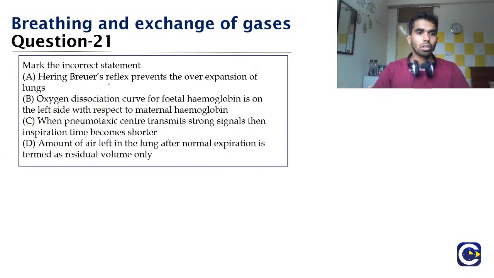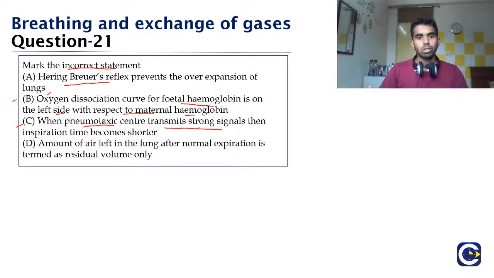Now moving on to question number 21. Mark the incorrect statement. Which of the following statements is incorrect? Option A, Hering-Breuer reflex, a big term to remember, prevents the overexpansion of the lungs. Option B, the oxygen dissociation curve for fetal hemoglobin is on the left side with respect to maternal hemoglobin. Option C, when the pneumotaxic center transmits strong signals, the inspiration time becomes shorter. And option D, the amount of air left in the lungs after normal expiration is termed the residual volume.